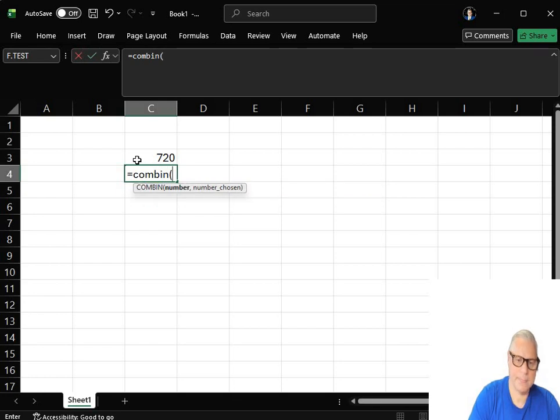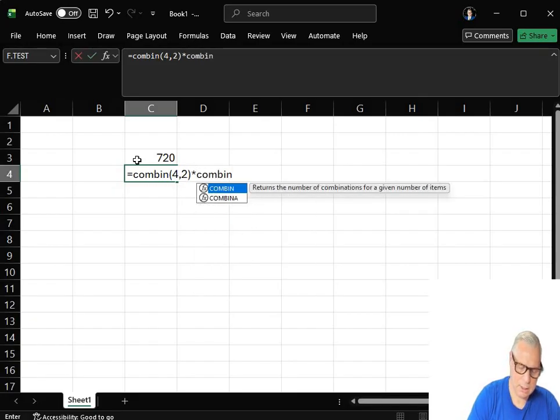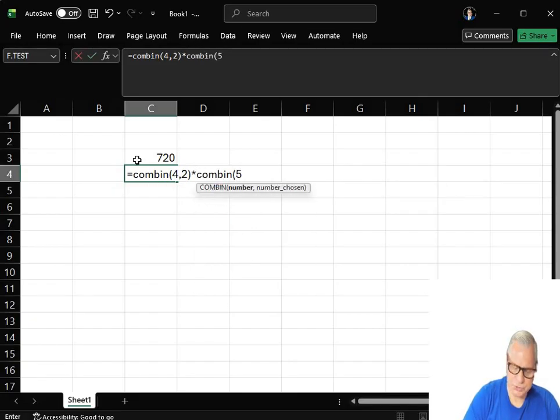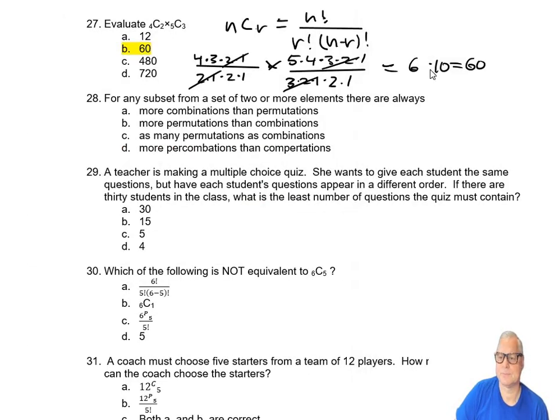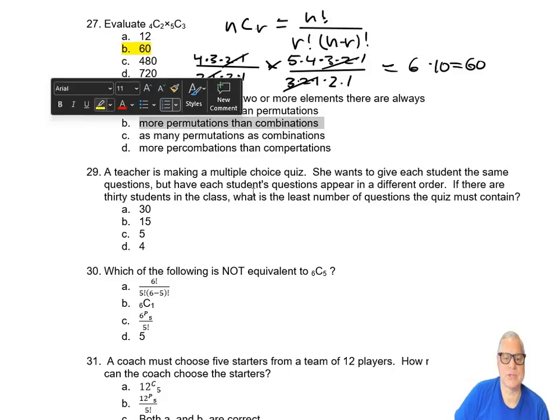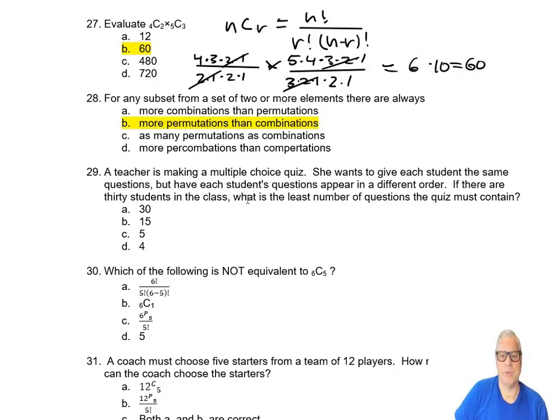And we can do the same for combinations. COMBIN from 4 choose 2 times COMBIN from 5 choose 3, and that's the 60. For any subset from a set of 2 or more elements, there are always more permutations than combinations, because the order matters.